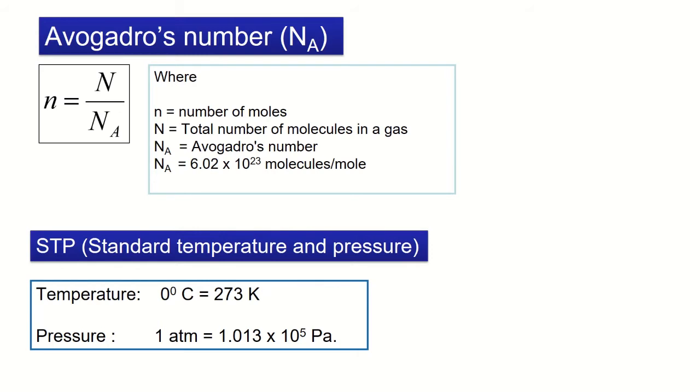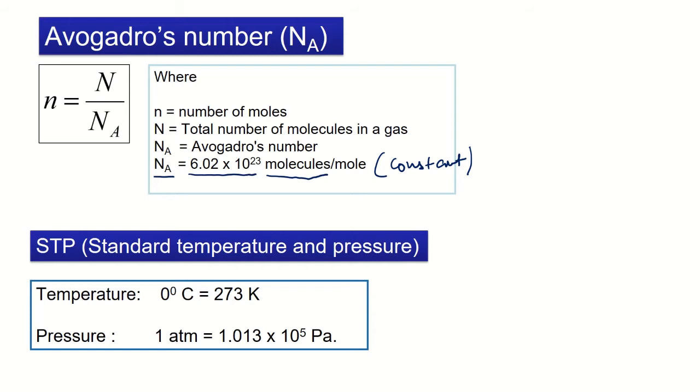So what is the meaning of the Avogadro number? The Avogadro number is a constant number. This value for the gas never changes. So Avogadro number is constant for the gas. So what is the meaning of this number? This Na is equal to 6.02 into 10 to the power 23 molecules per mole. Mole is the amount of the substance, we can say.